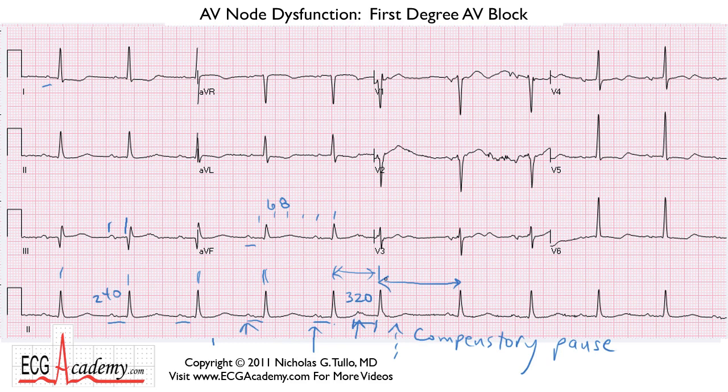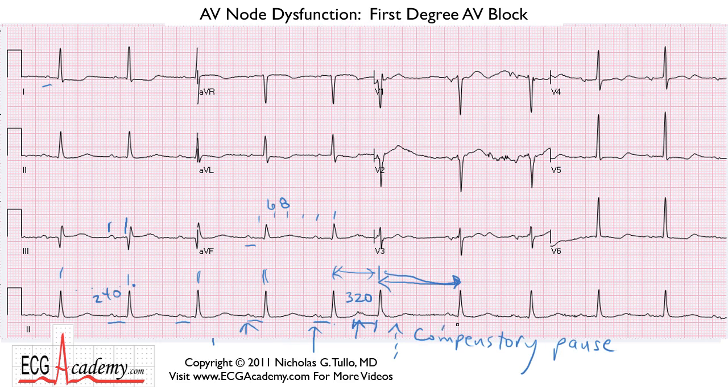Now what happens is you get this compensatory pause. Compare the R to R interval here: 2, 4, 6, 8, about 960 milliseconds. This interval is more like 2, 4, 6, 8, 10, about 1100. So the AV node had a little bit more time to recover.